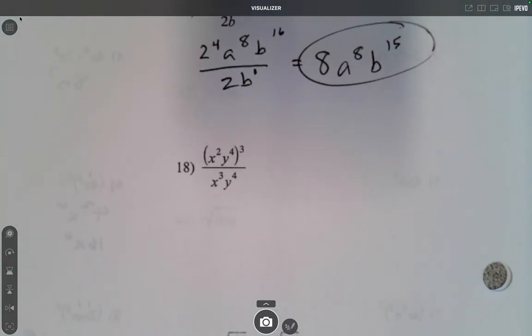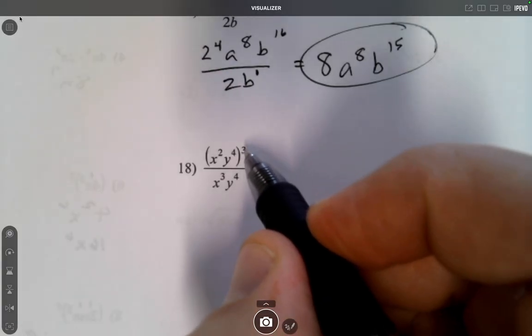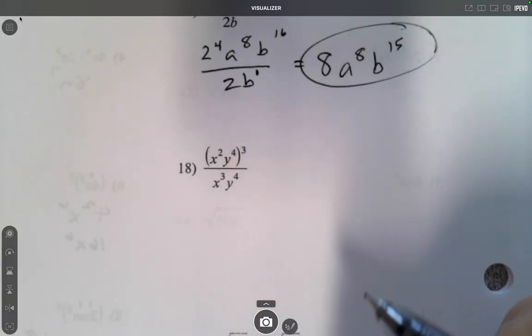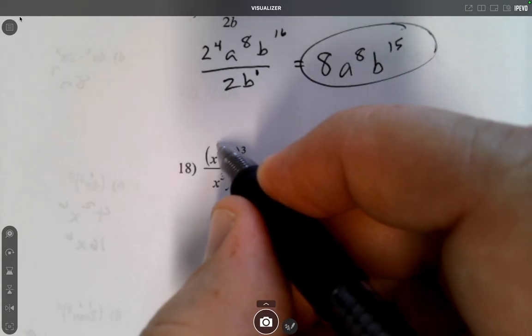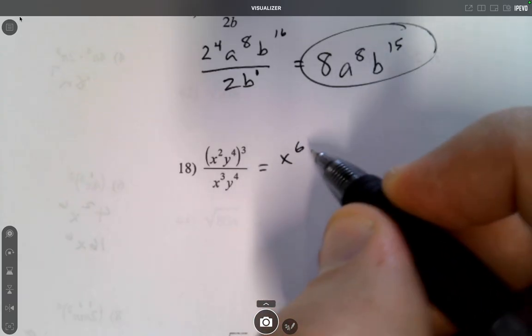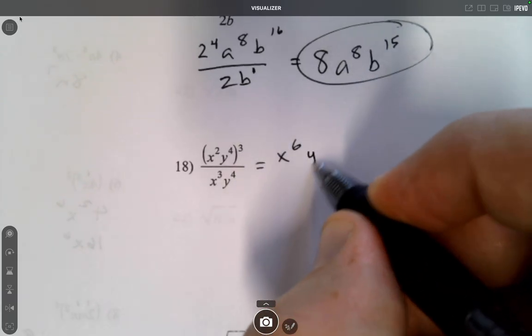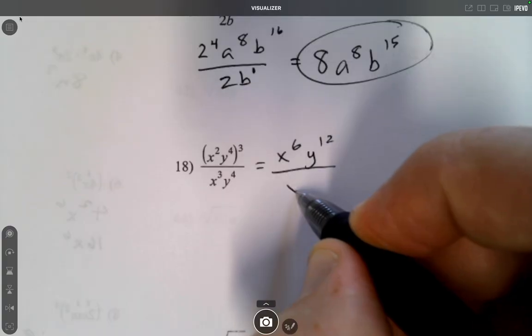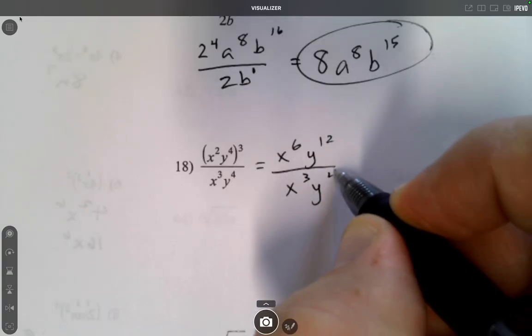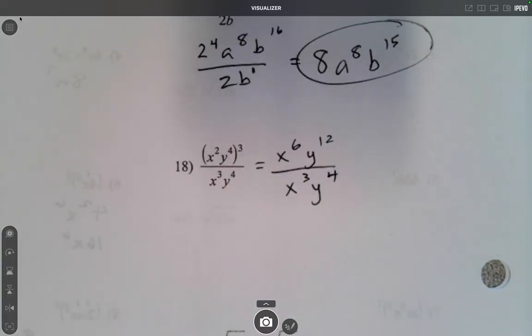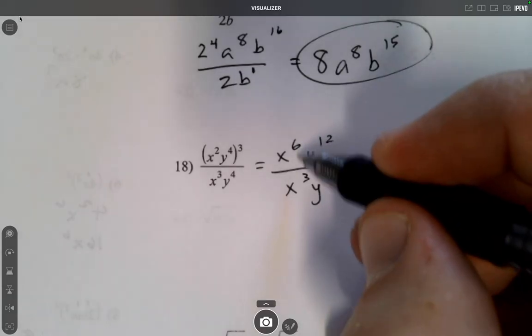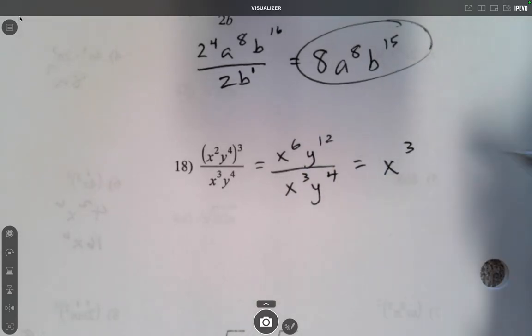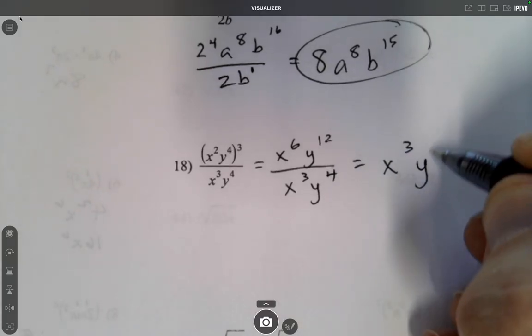Okay, 18, we have to take care of this cubed first. Got to take care of the exponents outside the parentheses first. So 2 times 3 gives us 6. 4 times 3 gives us 12. We put that all over x cubed, y to the 4th. Then when we're dividing, we subtract exponents. 6 minus 3 is 3. 12 minus 4 is 8.